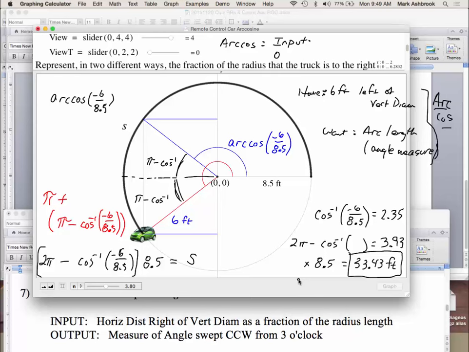Okay, so the moral of the story is with arc cosine and arc sine, you have to know what's going on. You have to draw pictures. You have to use symmetry. You have to know what the input and the output are of both arc cosine and arc sine to use those correctly. Okay? So there is web work.